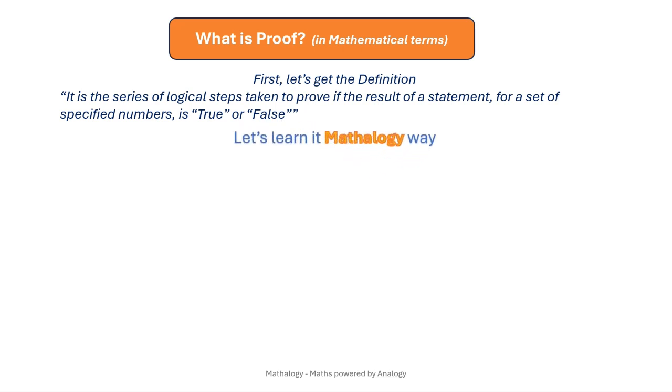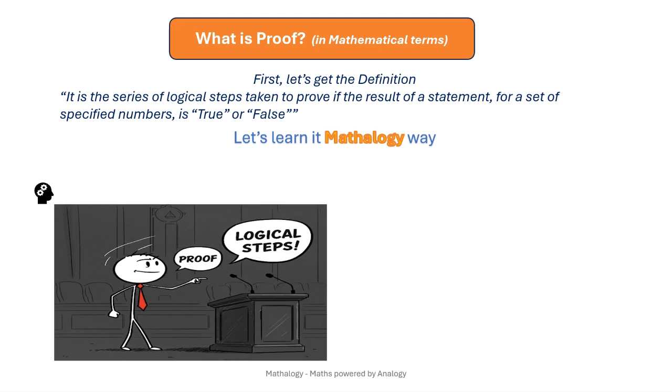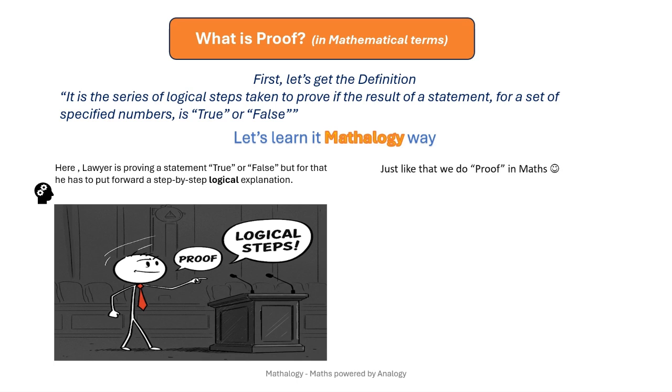Let's understand it a bit better. What do we see here? We see a lawyer is trying to prove something, whether it's true or false, and in order to do so, the lawyer is going through some logical steps. Just like that, in maths, we do the same thing. To understand it a bit better, let's go through an example.